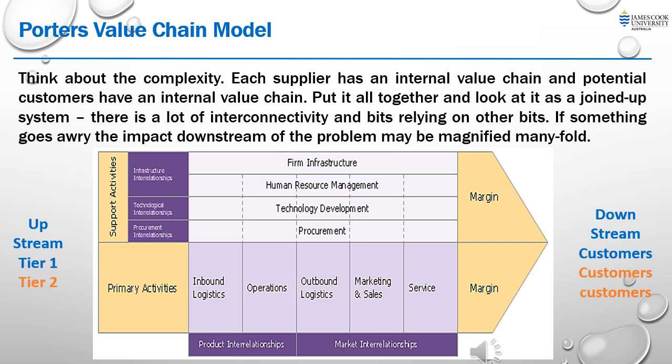In Porter's value chain, we do have some primary activities that we mentioned previously as well: inbound logistics, operations, outbound logistics, sales and marketing, and services. And we do have alongside some support activities like firm infrastructure, human resource management, technology development, and procurement. And all goes to our margin.